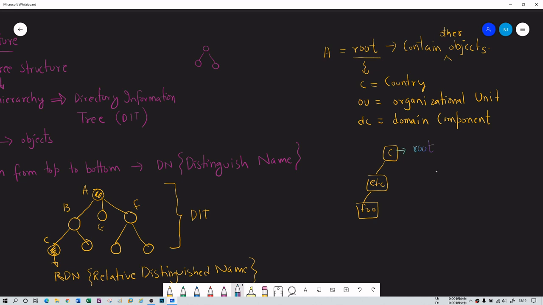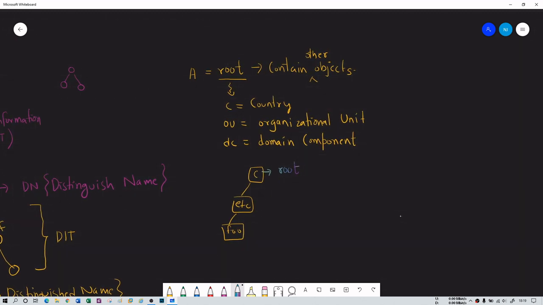The object which doesn't have any subordinate object, so if maybe foo doesn't have anything here, doesn't contain any subordinate object, then there are some names for that. So I will give you the name.